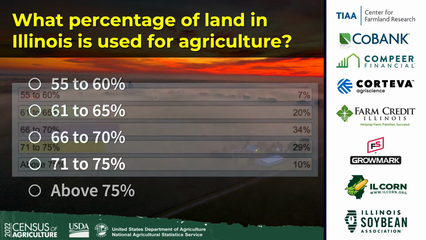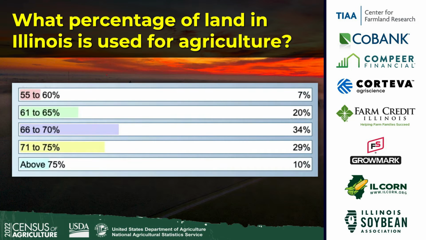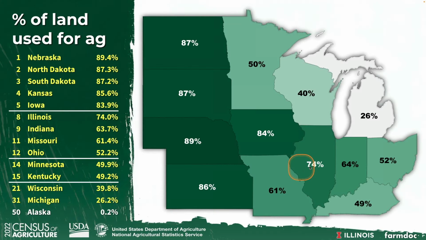We'll go ahead and show you the answers to this poll. At 66 to 70%, believe what percentage of land in Illinois is used for agriculture. They think somewhere between 60 and 70%. 34% of you say that is the answer. Above 75%, only 10% are suggesting that's the case. What is the true answer to this question?